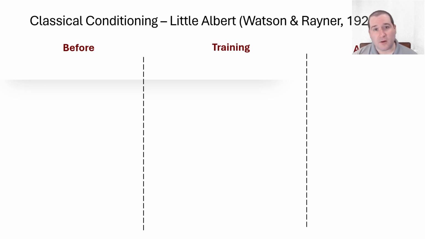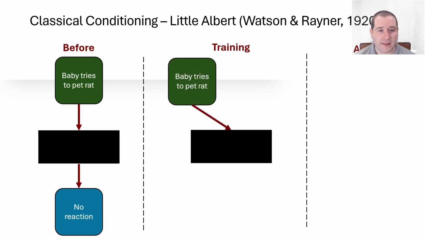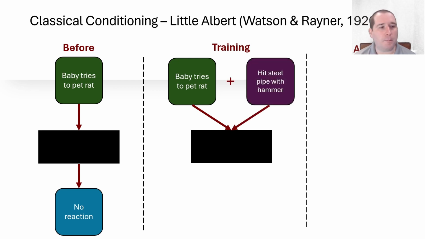But in the little Albert experiment, they took a 9-month-old baby and they would show him an animal, a pet rat. And the baby would reach out to touch the rat, right? You'd give him a pat on the head. Normally, there's no reaction. But in the training, what they did was whenever the baby reached out for the rat, whenever little Albert tried to give the rat a pat on the head, they hit a steel pipe with a hammer. So they made a very loud noise. They scared this poor toddler every time he reached out for the rat.